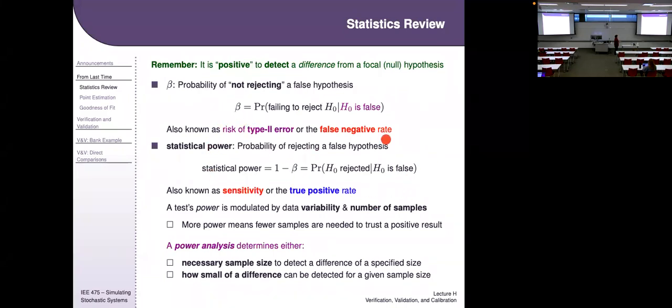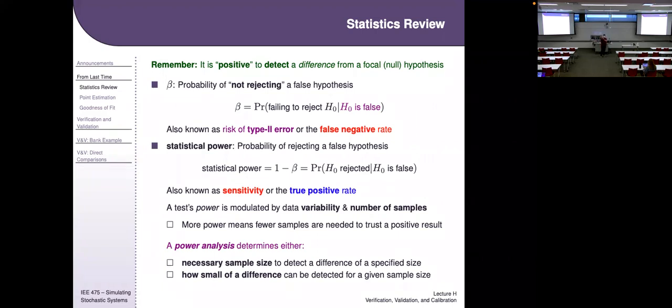So again, we could just write that as, given the hypothesis is false, what's the probability that we'll reject the hypothesis? And so if you have high statistical power, then that means that you will very easily detect deviations from the null. So a test with high statistical power, if it doesn't reject, then that gives you a lot of confidence that the null is probably true.